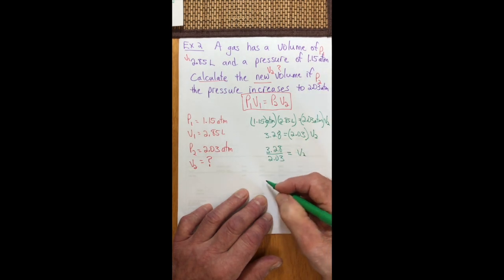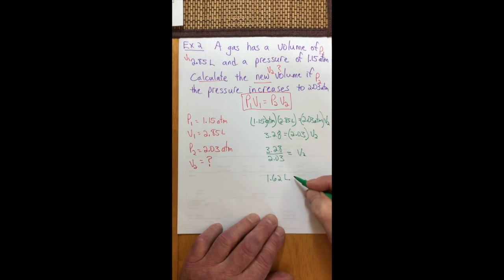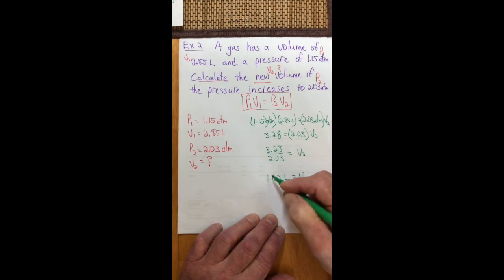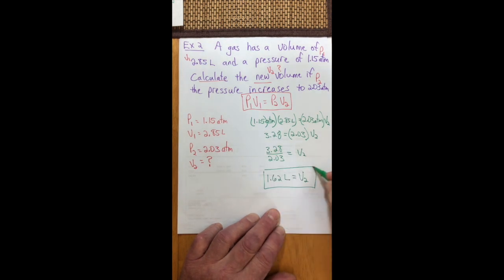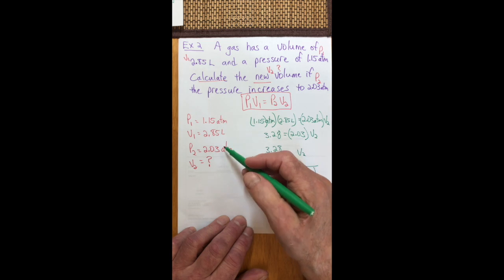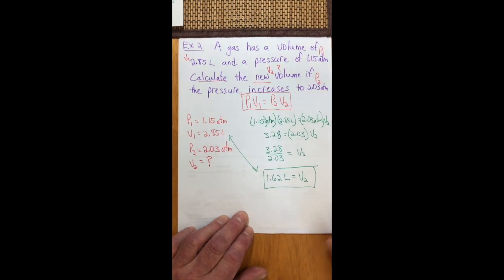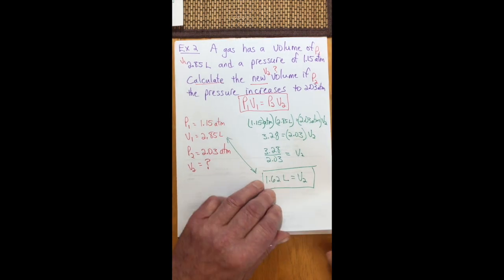And when I divide that, I get 1.62. What's the unit? Liters equals V2. So that right there is my answer. Let's double check. The pressure went up, the volume should have gone down, and sure enough, I see that it dropped. Probably the right answer. All right, we're gonna go on.